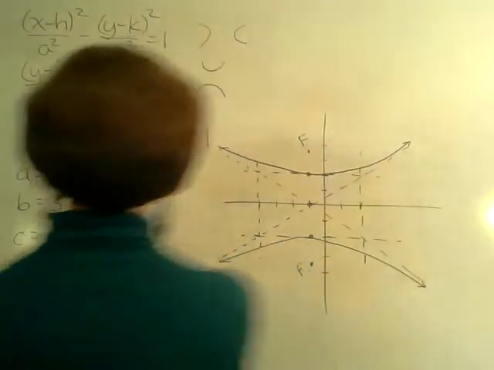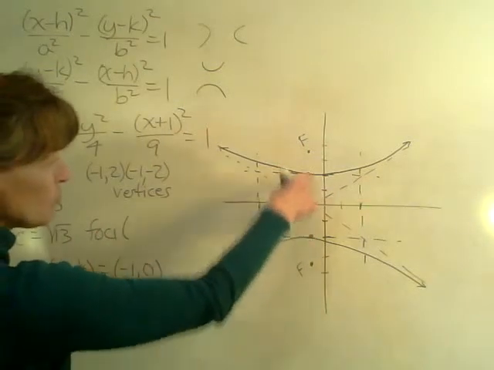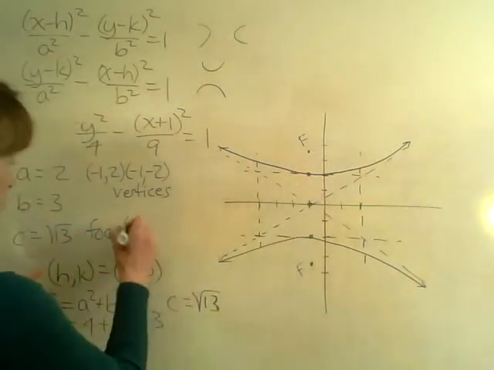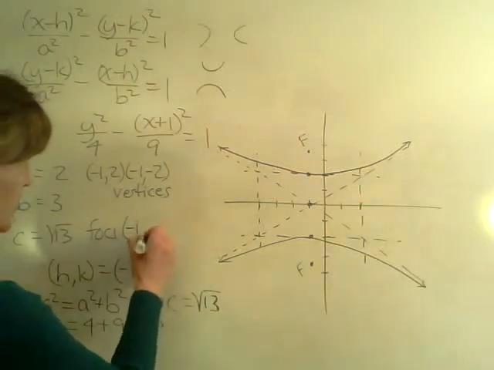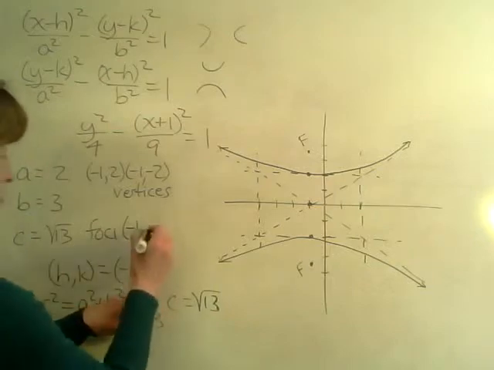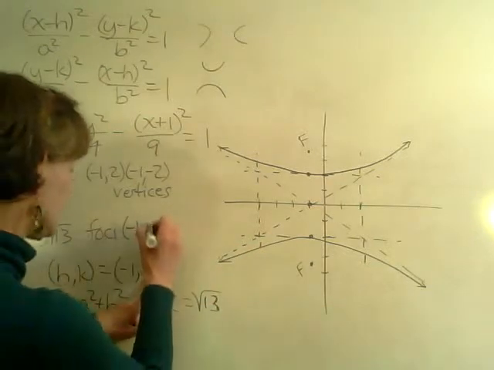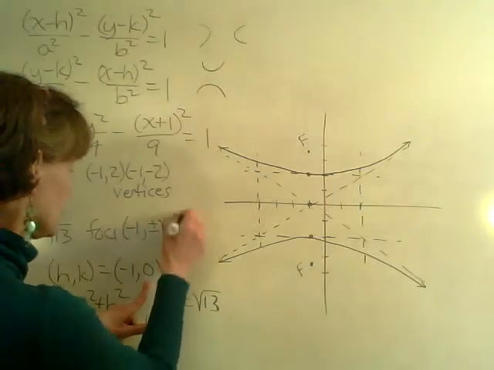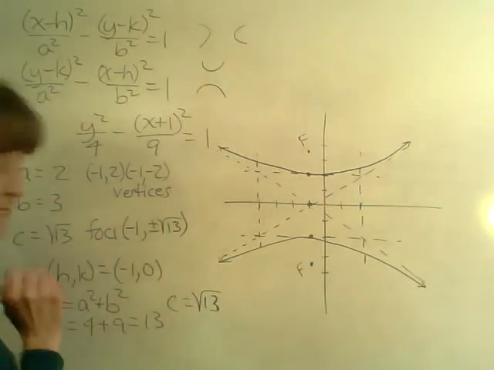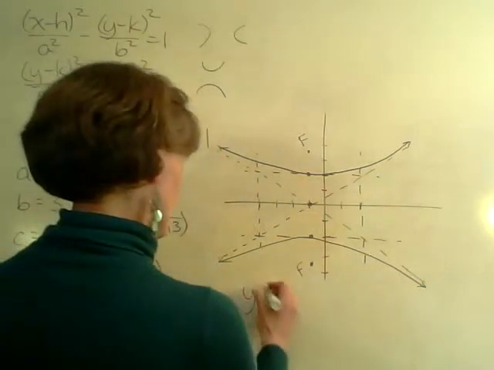So my foci are (negative 1, and then negative 1 is my x, and then the y is the 0 plus or minus c, which is square root of 13. So it's just plus or minus the square root of 13. These are my foci. All right, and the last thing I have to do is write my asymptote equations.